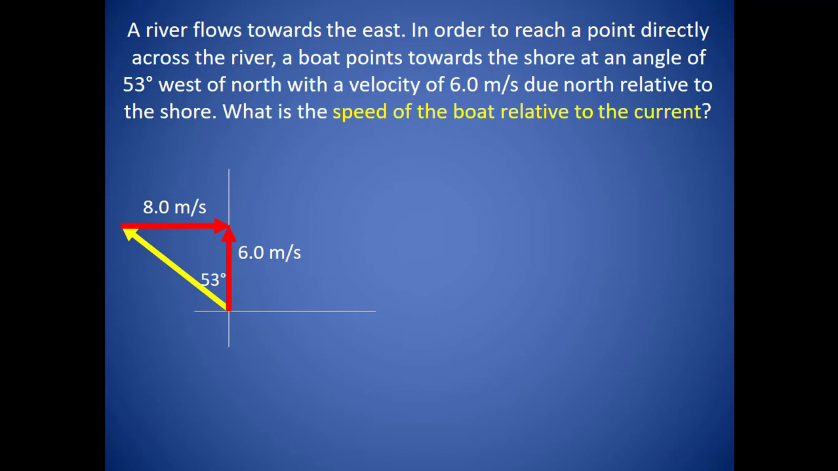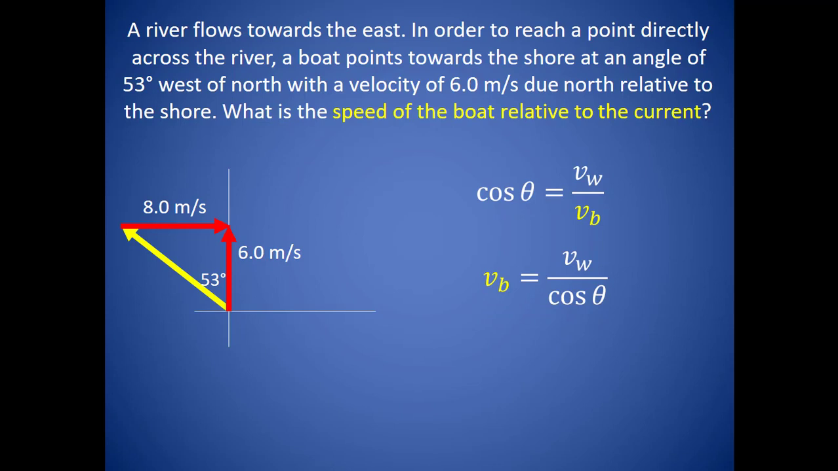Another thing we might be interested in is the speed of the boat relative to the current. This would actually be the magnitude of the velocity that we must travel at the 53-degree angle in order to get across the river. So we have our vector diagram. So all we really need to do is figure out which function to use. We know the velocity of the boat and the angle, and we just found the velocity of the current. So we could use sine or cosine, it doesn't really matter.